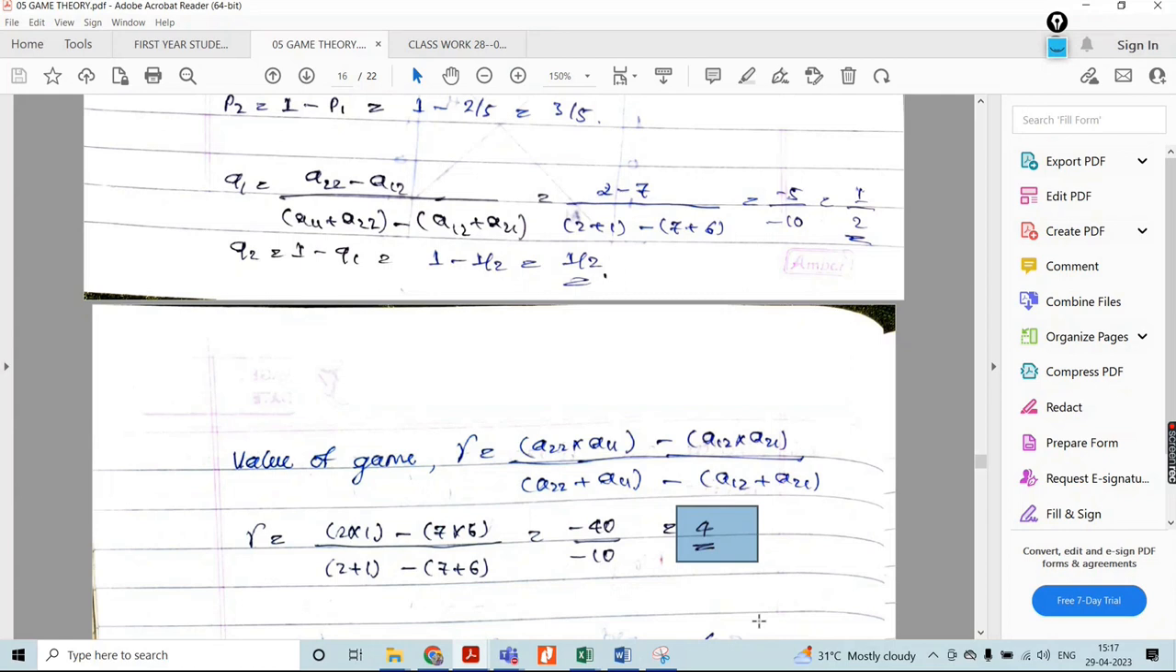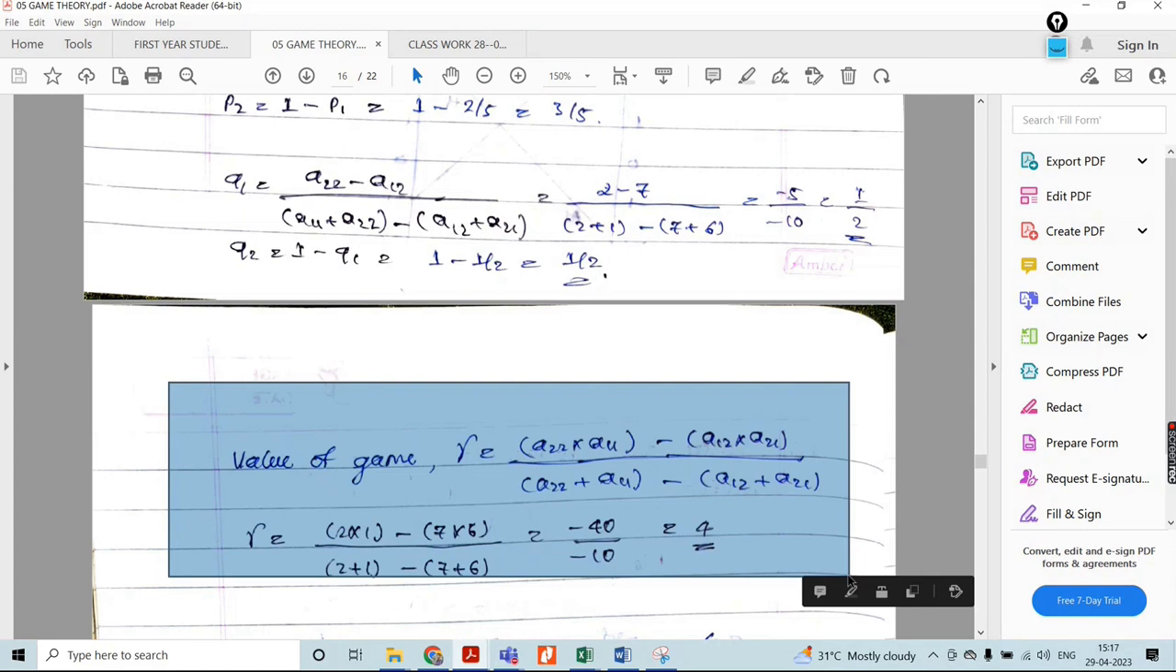Any doubt on it? Okay, this type of numerical, maximum they will ask for 10 marks. Okay, in one question paper they ask for 12 also.